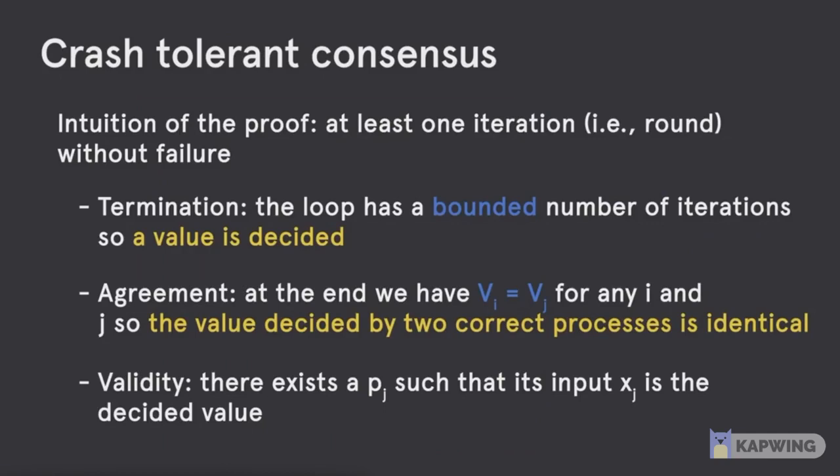It solves the termination problem because the loop has a bounded number of rounds. It solves agreement because at the end of the loop, all correct processes end up with the same set of values V. So the decided minimum value is the same for all correct processes. Finally, it solves validity because the value that it has decided is one of the proposed values.